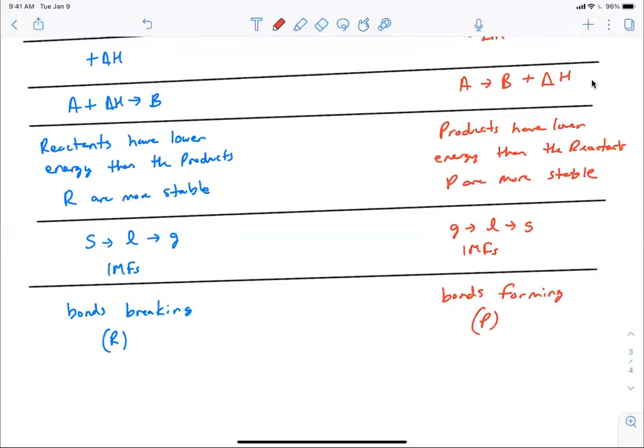So when you make bonds, you release energy. When you break bonds, you absorb energy. So therefore, your reactants should be positive and your products should be negative in bond enthalpy calculations. So keep that in mind.